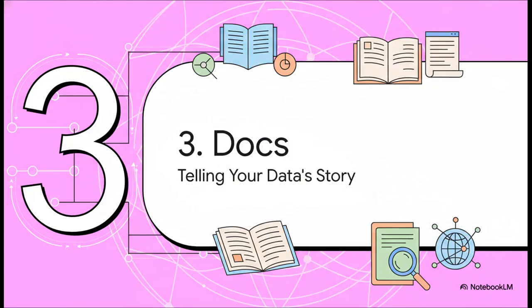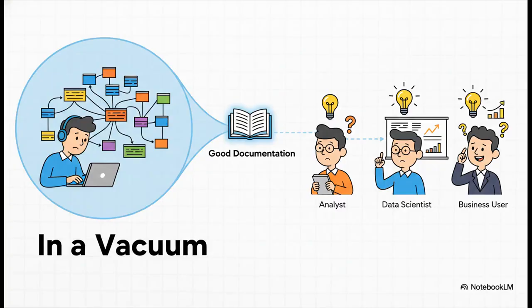Okay, so our data is transformed, it's tested, it's reliable. What's next? Well, we need to make sure other people can actually find it and understand what you've built. It's all about telling your data story through documentation. And why is this so important?